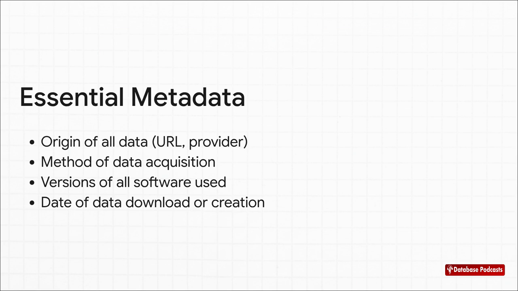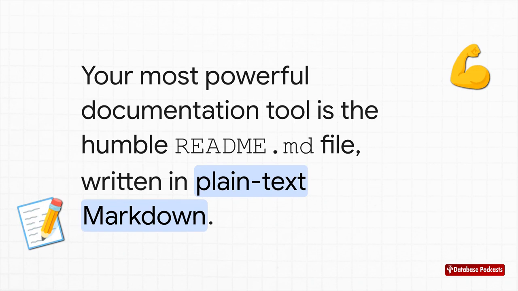Always record where your data came from. Was it a URL? Did a colleague email it to you? Write it down. Note how you got it. And this one is critical. Record the exact versions of the software you used. A tiny update to a tool can sometimes give you completely different results, and you absolutely need to be able to trace that. And the best place for all this crucial information?